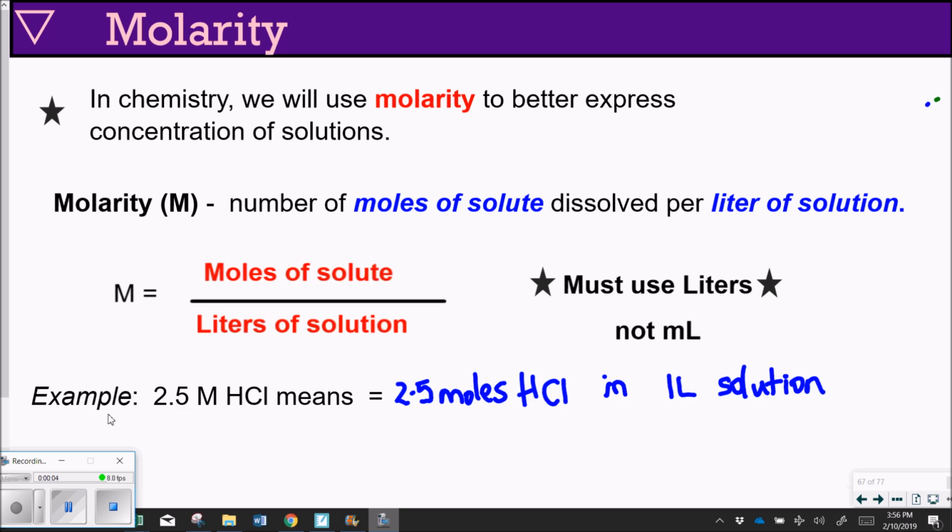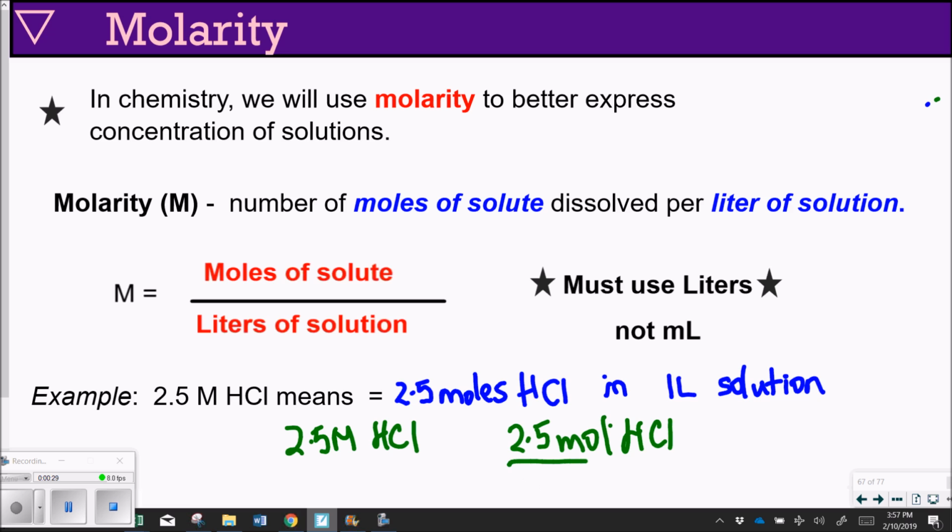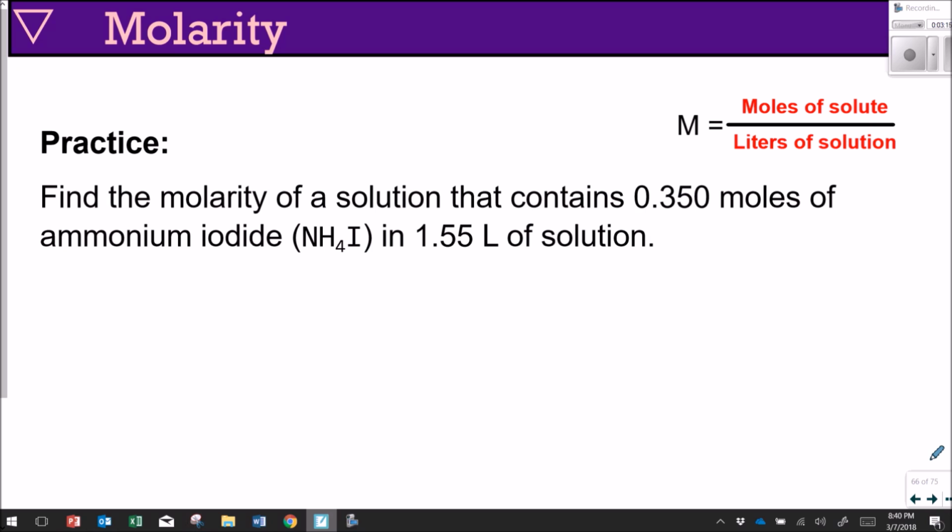Now remember, in our gases unit, when we did the airbag activity, we also said that molarity can be expressed as a conversion factor. So here it is again. If we have a 2.5 molar HCl solution, we can put that as a conversion factor and say that we have 2.5 mole HCl over 1 liter HCl, and here's our conversion factor. This may come in handy in some calculations later. Let's do a few practice problems using this formula.